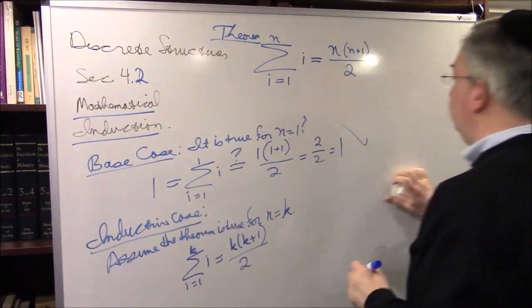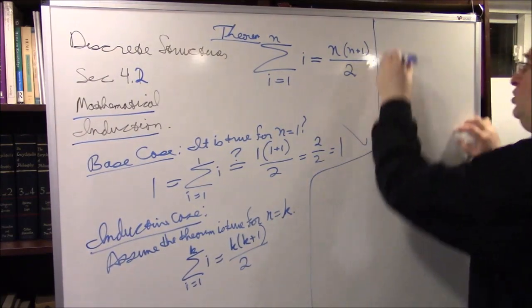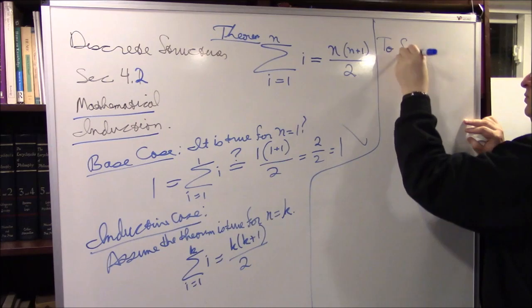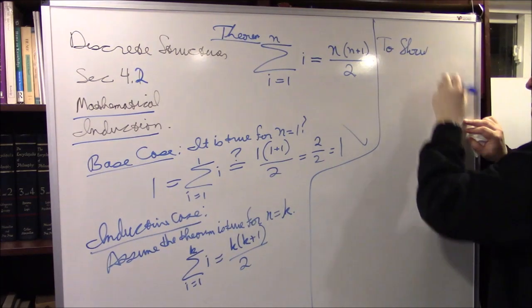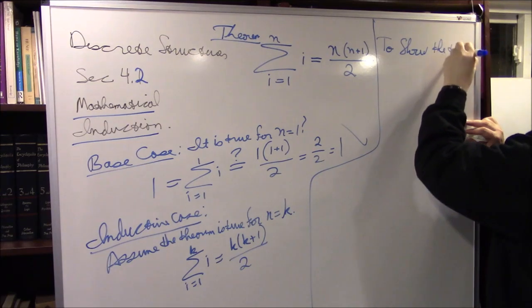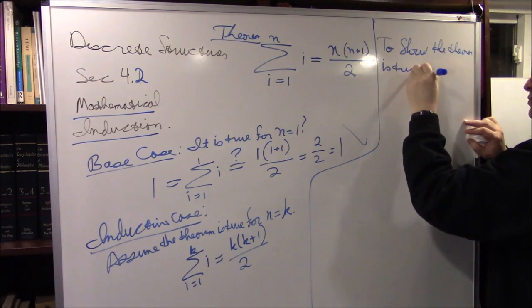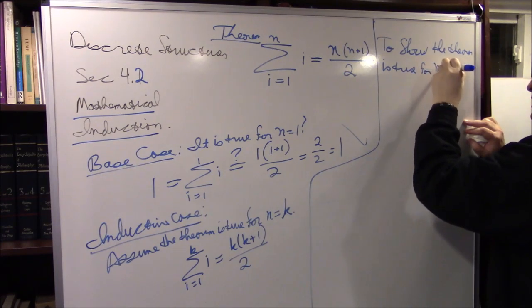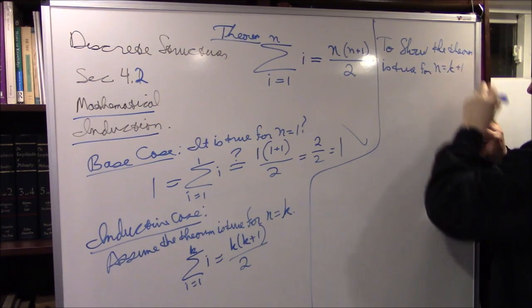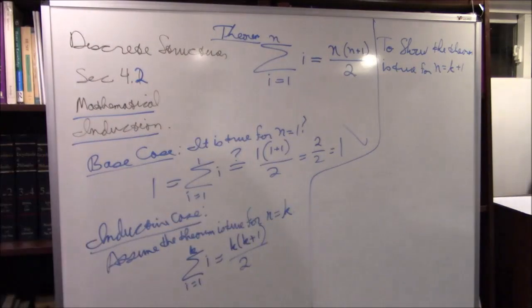To show, sorry, I'm going to run out of room, so let's do this over here. To show the theorem is true for n is equal to k plus 1. Okay, so this is that second step. This is the hard part.